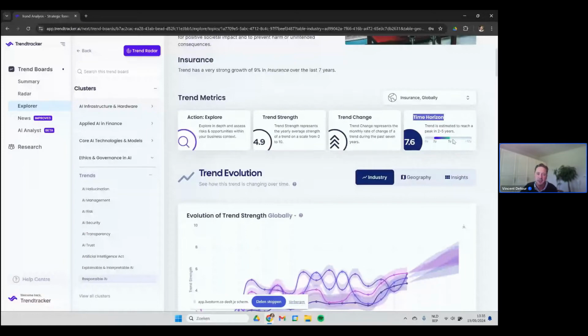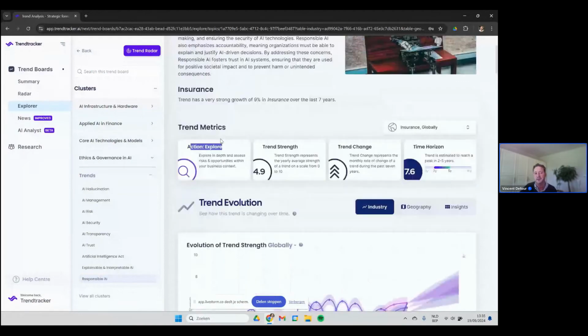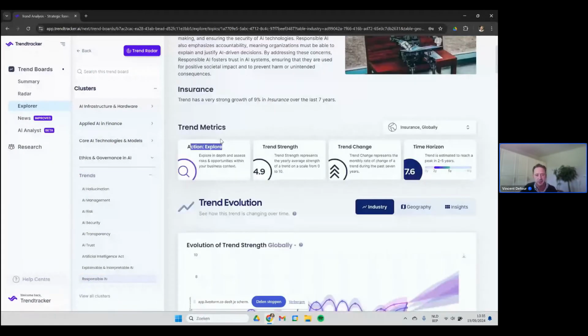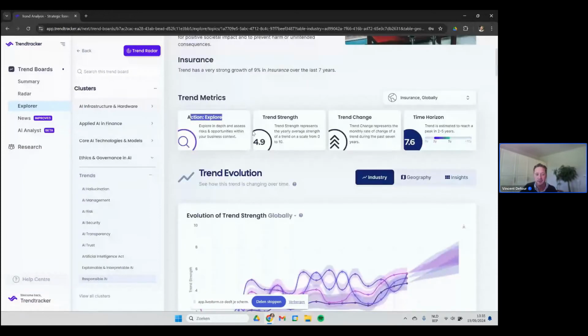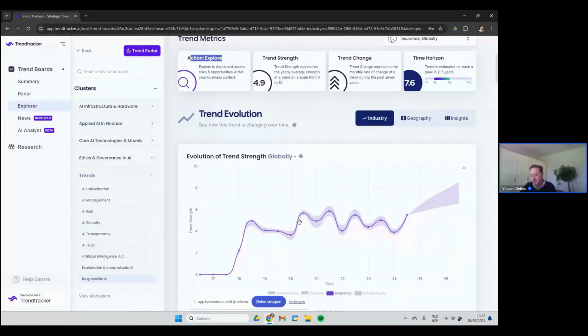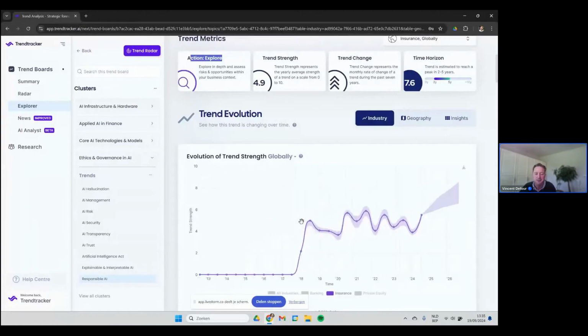So all of these combined metrics, again mapped on insurance, tell me as a strategic analyst that I need to report to my VP strategy that we need to start exploring this, doing in-depth deep dives, assessing risks, opportunities, and really understanding how responsible AI could potentially impact insurance in the next few years. So these are all actual metrics you can assess by looking at the visualization of this trend.